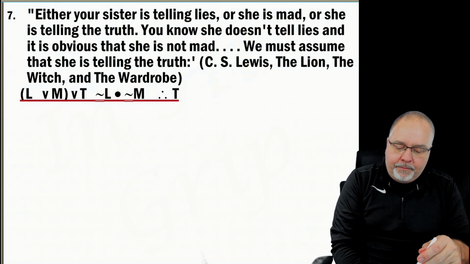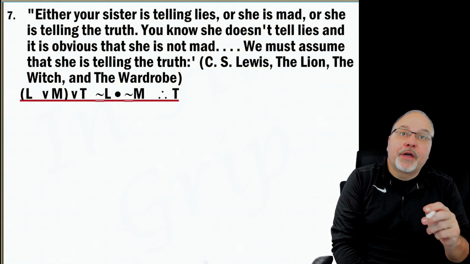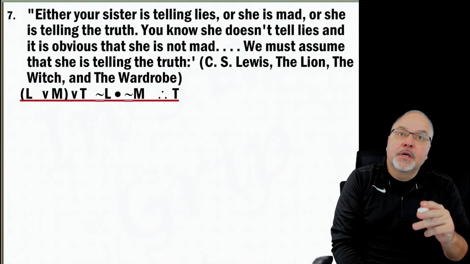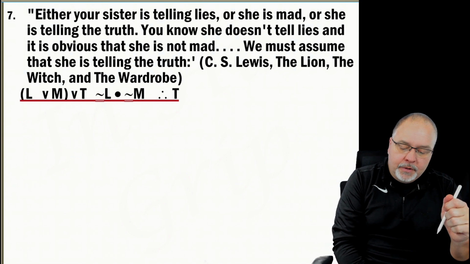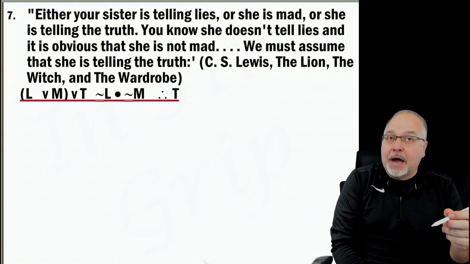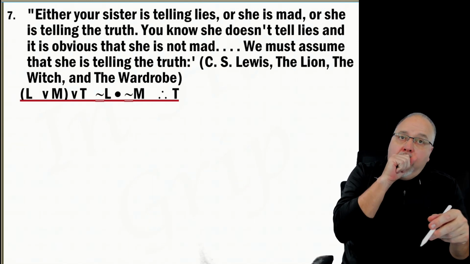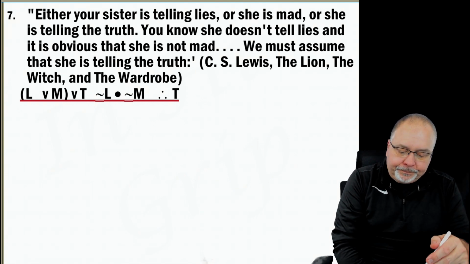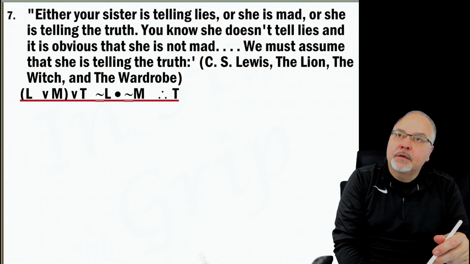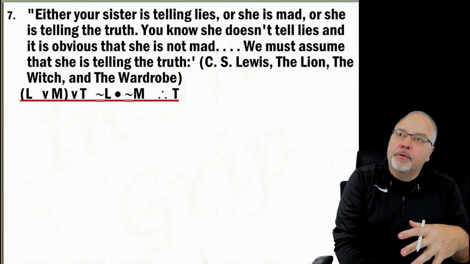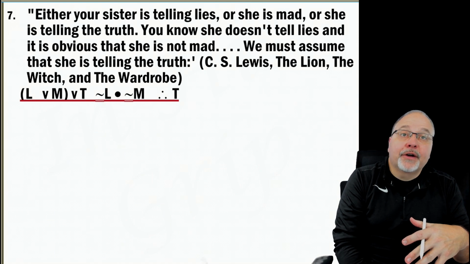L or M or T. Remember your parentheses. You need to have parentheses when you have more than one operator going on. Okay? And then you have the next separate proposition, not L and not M, therefore T. Again, you do your truth table. Okay, they're getting longer, aren't they?